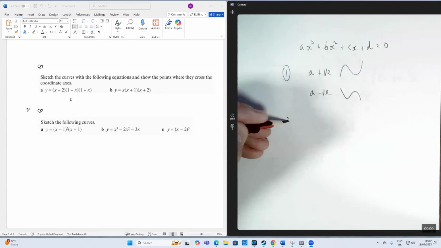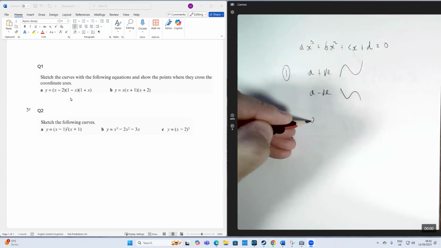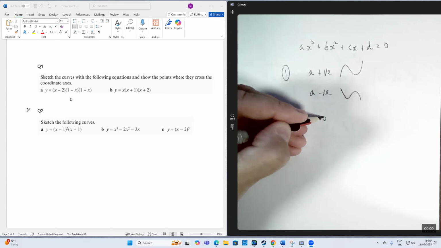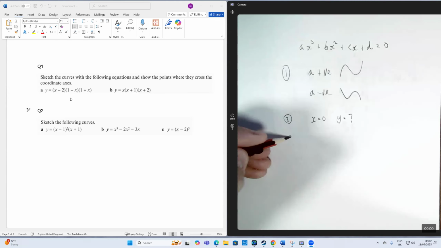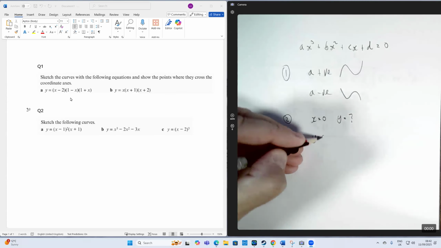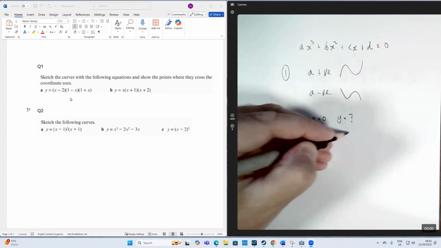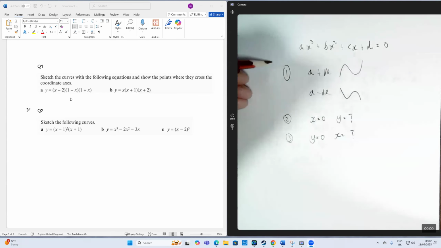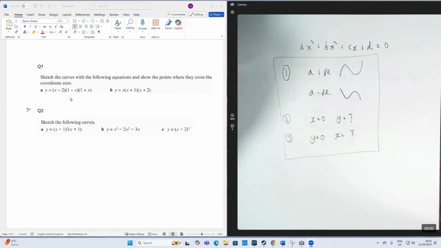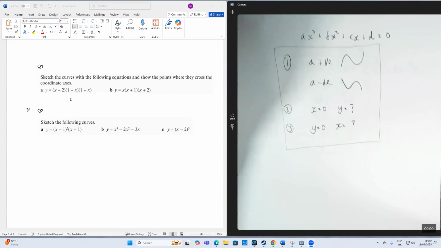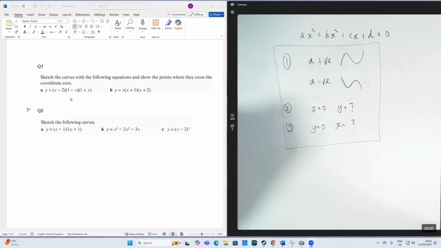Okay, question two. I like to ask myself the question, when x is equal to 0, what is y? And then the third question I ask myself is, when y is equal to 0, what is x? And with those three questions, you can sketch pretty much any quadratic, cubic, or quartic. Okay, so let's look at example question 1.